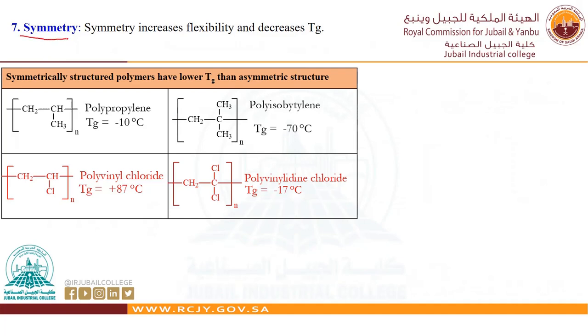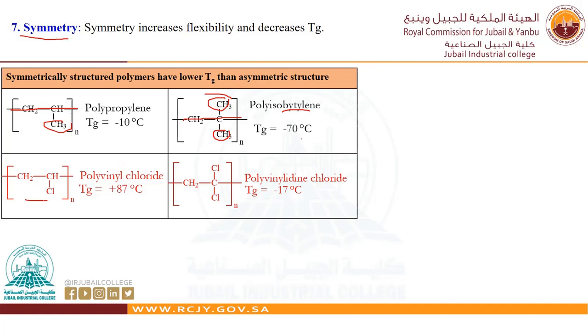Now, when we talk about symmetry, symmetrical polymers usually have low Tg. For example, symmetry reduces Tg. This is a symmetrical polymer, polyisobutylene, and polypropylene is non-symmetrical, because when you look at it here, if we put this line here, you have hydrogen on top here, you have CH3 down here, so it is not symmetrical. But when you have CH3 on top, it becomes symmetrical, then the Tg will decrease, because symmetry increases flexibility and therefore decreases Tg.